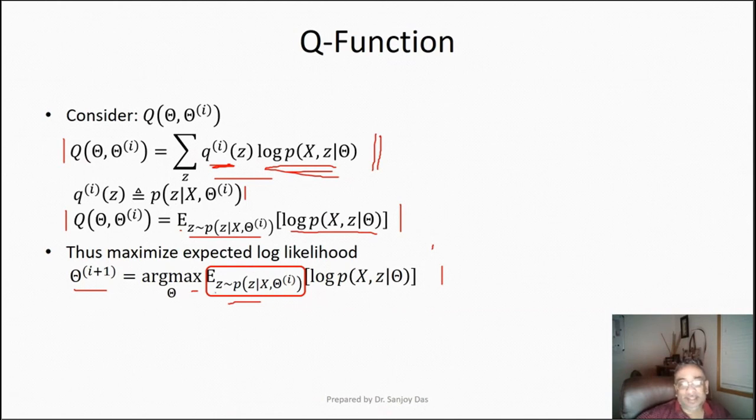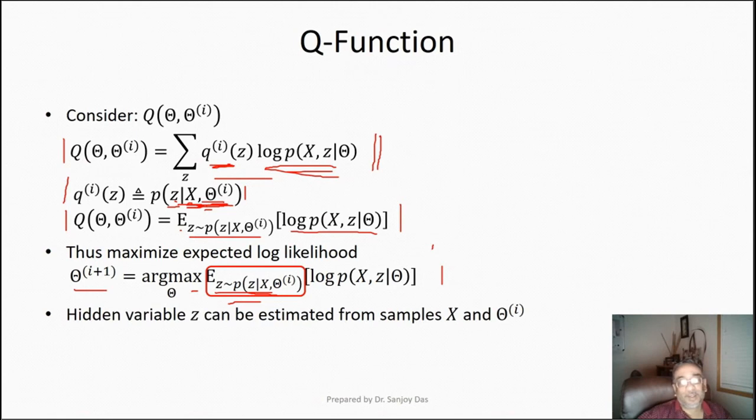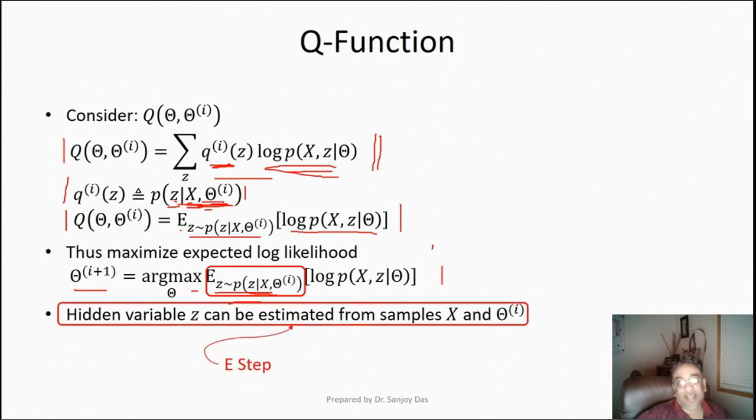Now if you look at this distribution, z follows this probability distribution. It's the probability of z given the observed x and theta i. Since we know both of these, x being the observed samples of the variable x, and theta i being the current value of the model parameters, Qi(z), which is this probability distribution, can be computed directly from those known values. So the hidden variable z can be estimated from samples x and theta i. That's the E step of the EM algorithm.